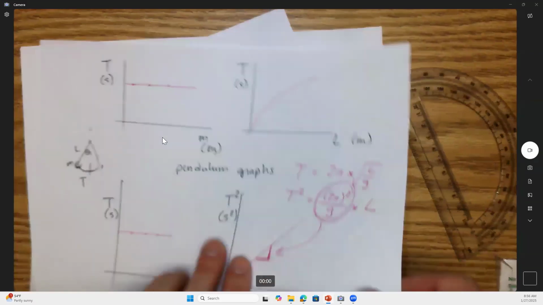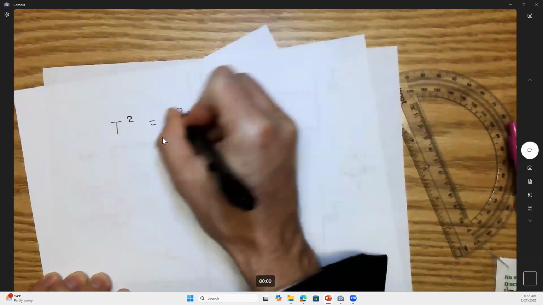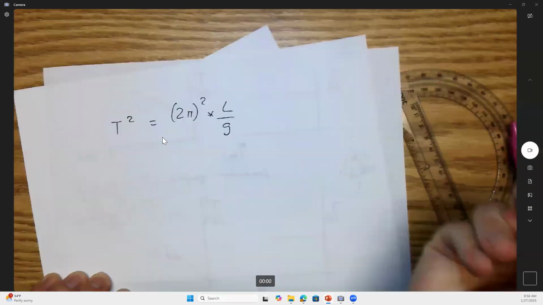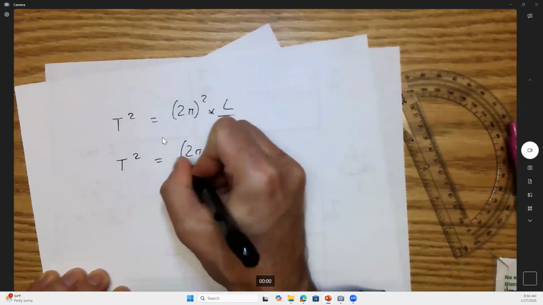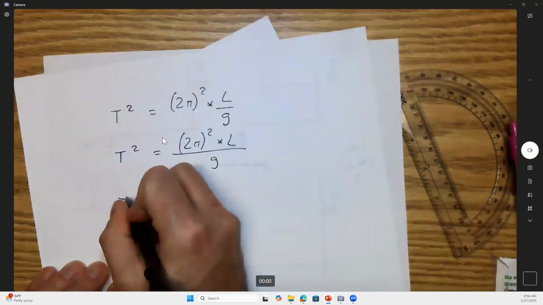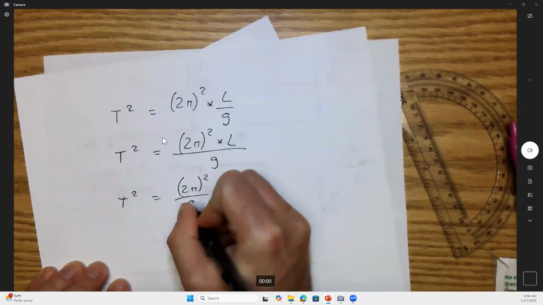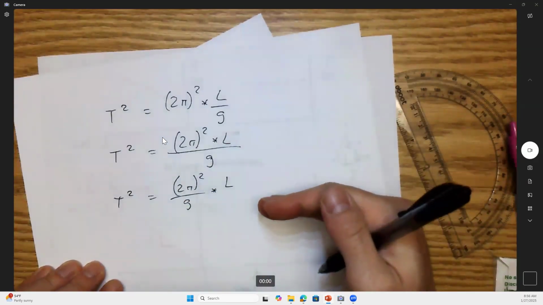Okay, because it's the same thing. So if I have time period squared equals 4 pi squared times L over g, that's the same thing as 4 pi squared over g times L. Every single one of these is the same thing. They're all identical.